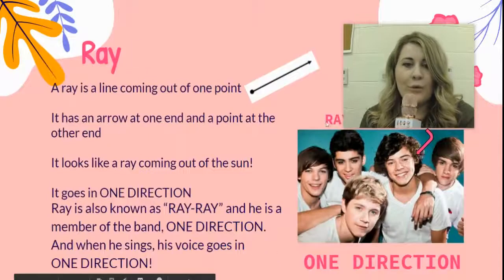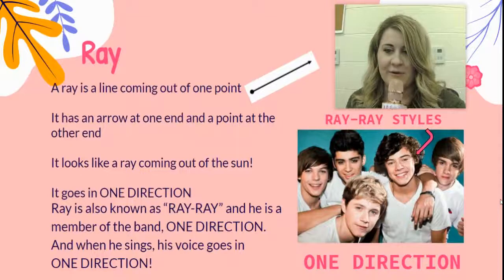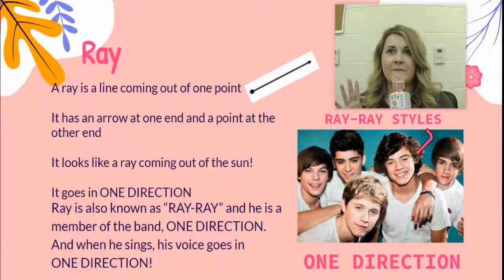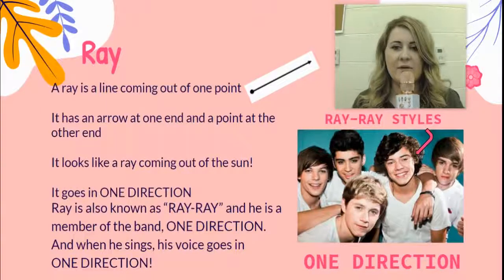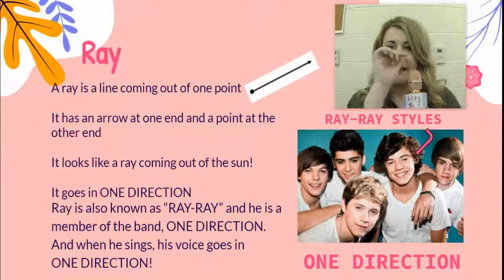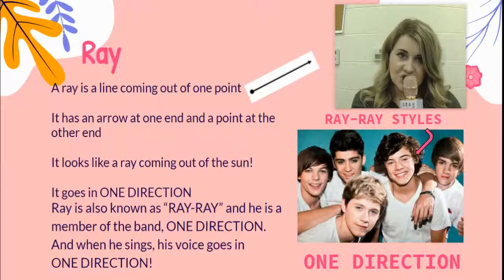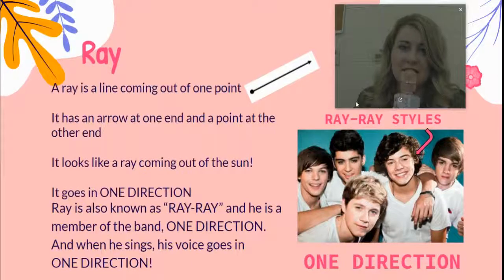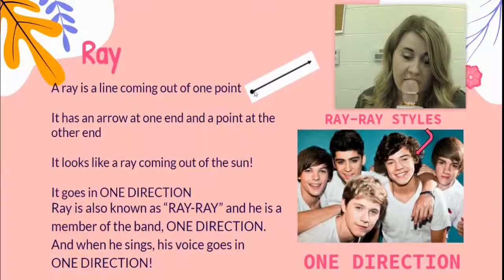Next, let's talk about a ray. All right, this one's my favorite. A ray is simply a line coming out of a point. So the arrow is going in one direction. This is kind of like in between a line and a line segment, you've got your ray. And it's called a ray because it looks like a ray of sunshine. Because look at this. This little circle is the sun, and it's got one ray coming off of it in one direction.